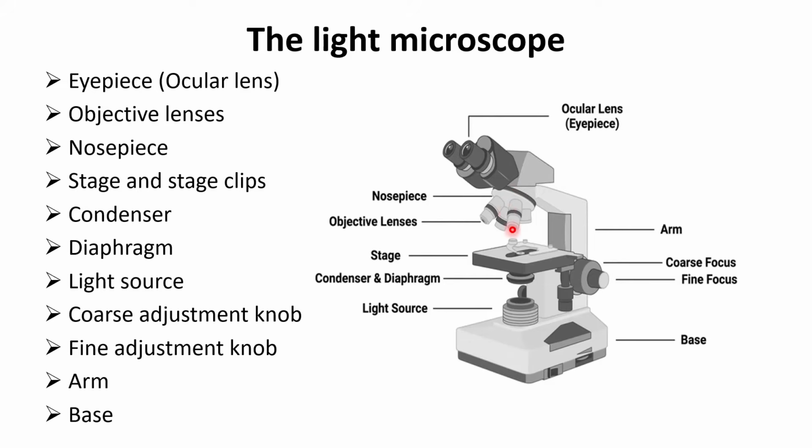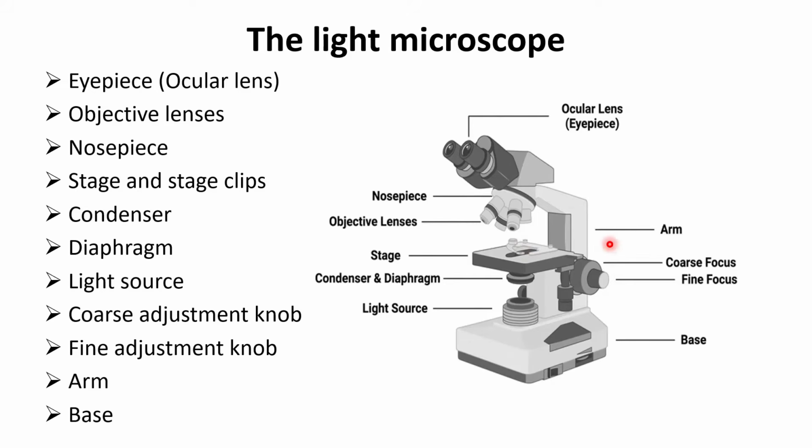Of course, you have the stage and the clips. The stage, you can see, is flat. That's where you place the slide for observation. Then you have the stage clips, which hold the slide in place and allow the light to penetrate.